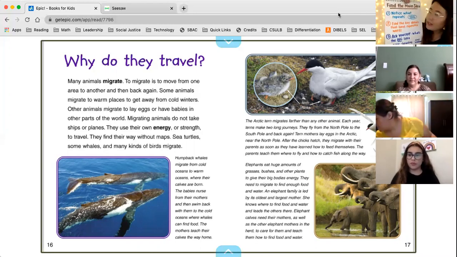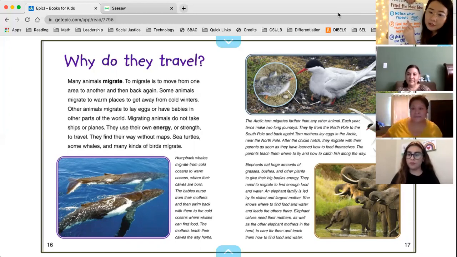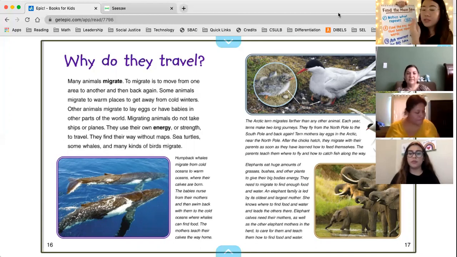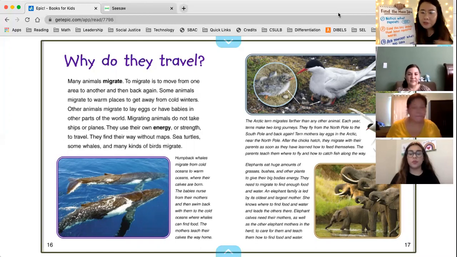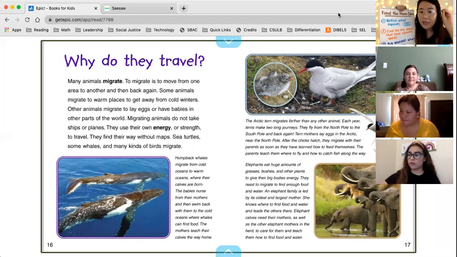Our first step is notice what repeats. So something that repeats is when a word or a phrase shows up in the text more than once. So as we're reading, just pay attention. If you hear a word pop up a lot of times, that's going to give you a hint as to, ooh, I think that's what this text is mostly about.